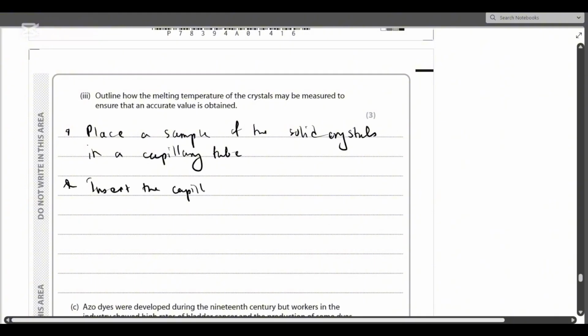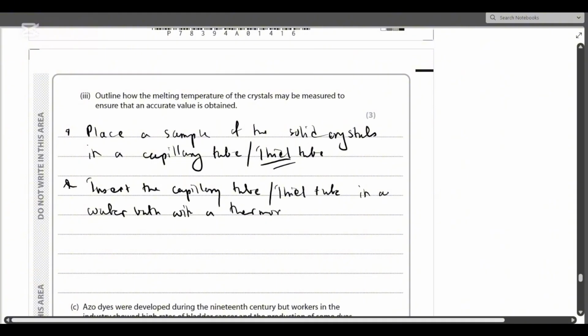the capillary tube. The capillary tube is also known as a Thiele tube. Because the scientist Thiele basically invented it, that's why the capillary tube is also popularly known as the Thiele tube. So we can insert the capillary tube or the Thiele tube in a water, oil bath to be exact, in a water bath with a thermometer in order to measure the melting temperature, of course.